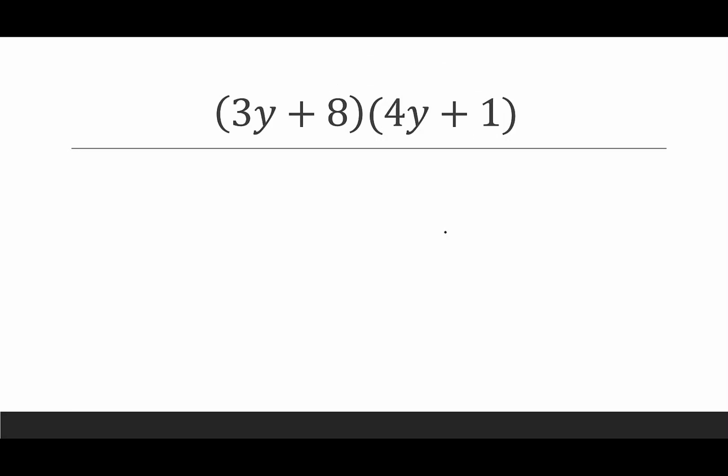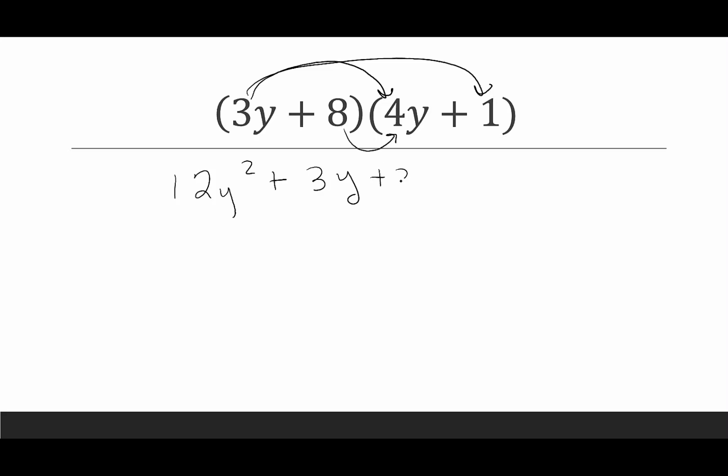Let's do another example. I have 3y plus 8 times 4y plus 1. Again, I'm going to distribute, so I'm going to do 3y times 4y and 3y times 1. So 3y times 4y is 12y squared, plus 3y times 1 is 3y. Now I'm going to take the 8 and multiply it by 4y, so there's 32y. And then I'll take the 8 and multiply it by 1, so I have plus 8.